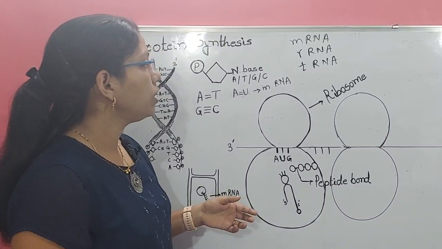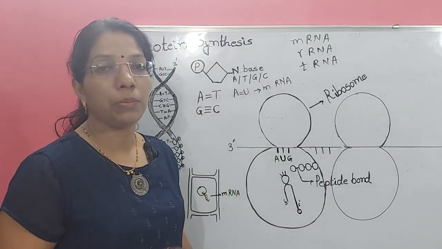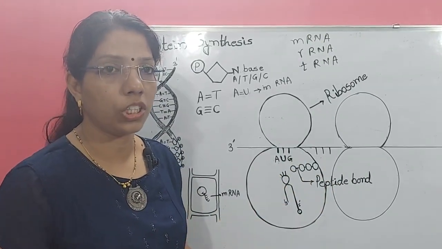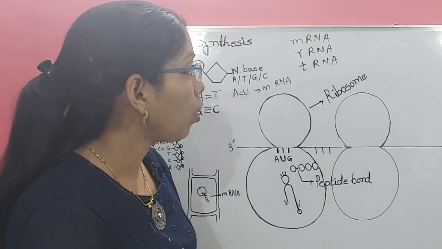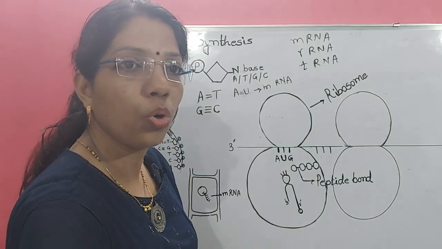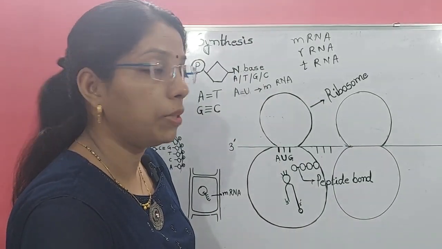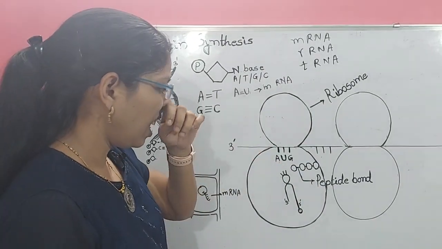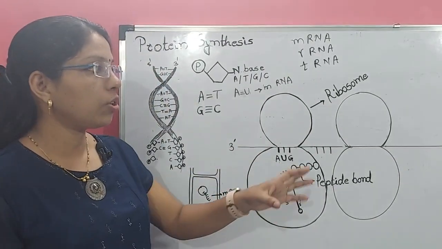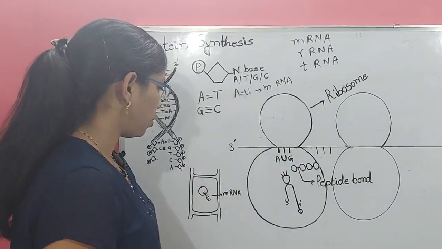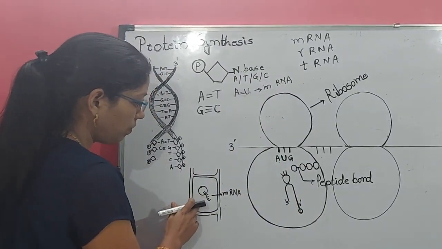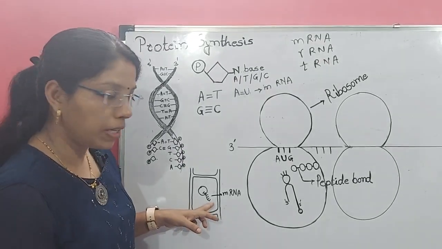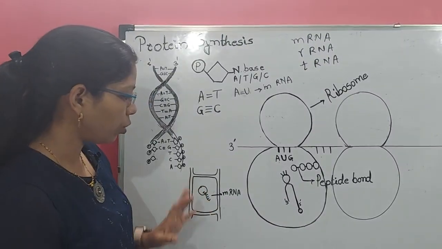So there are three steps in protein synthesis: transcription, translation, and the third one is translocation. Transcription means to copy. The information present on DNA is copied onto mRNA, and the synthesis of mRNA is called transcription. After transcription, the mRNA comes into the cytoplasm of the cell.